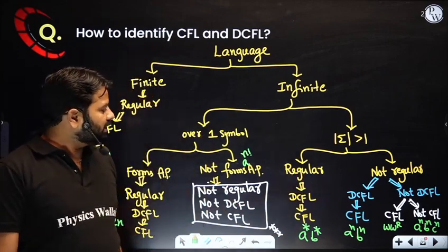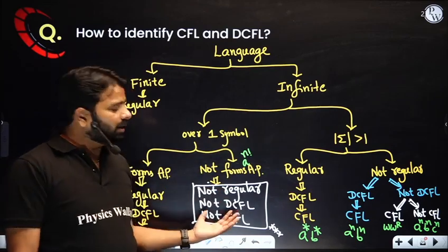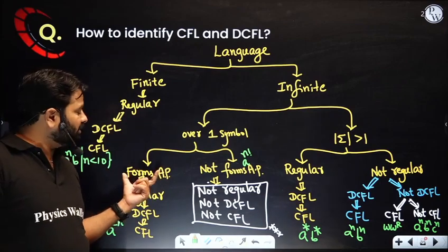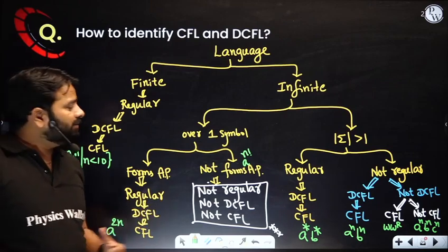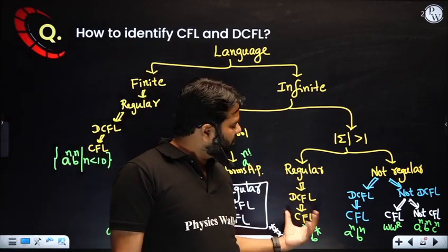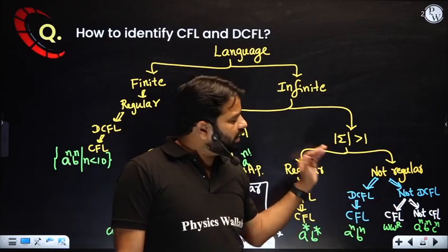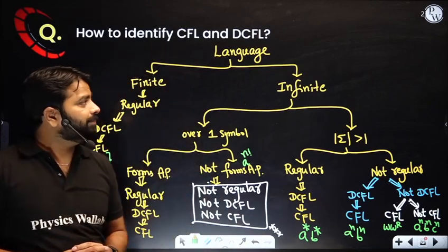Now I can't say the not forms AP. If you are not good at how to find not form AP, you can't answer it, no doubt, right? If you don't know how the language is forming AP, then definitely you don't know the regular. If you don't know why the language is regular, you can't answer it. You don't know why the language is non-regular, you can't answer it too. So in every situation you should know why you are concluding that statement.